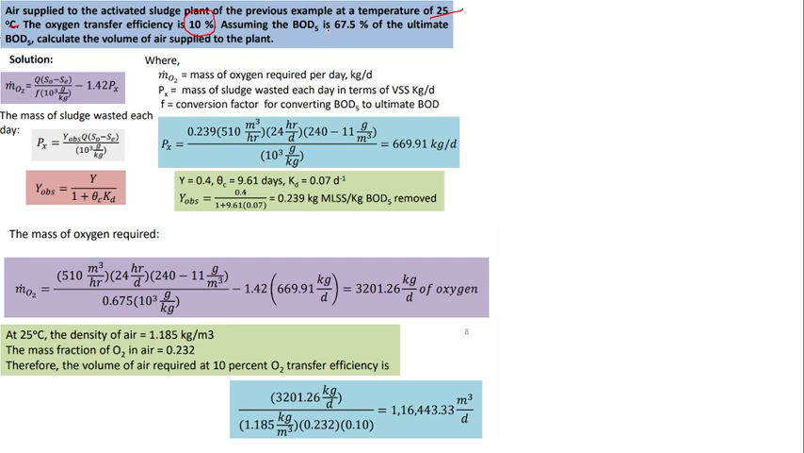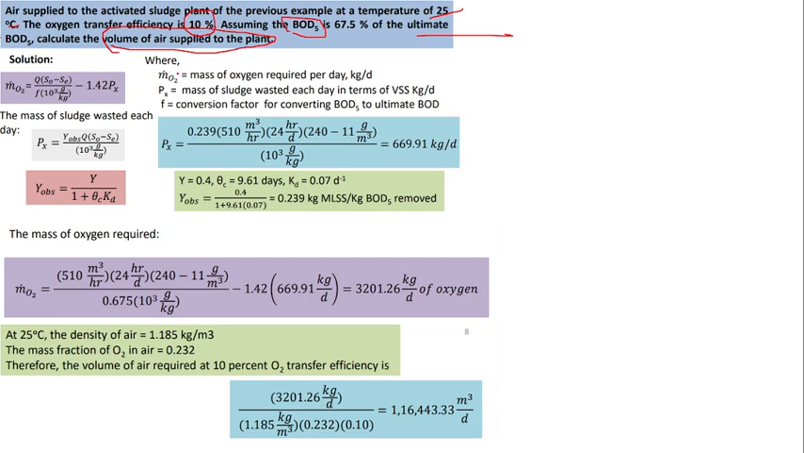Assuming the BOD 5 is 67.5% of the ultimate BOD. So the ultimate BOD refers to the maximum conversion of organic materials. So the BOD 5, the 5-day BOD, is 67.5% of the ultimate BOD. That is what is given in the question. Now we are supposed to calculate the volume of air supplied to the plant. So you have to find the volume of air. So the volume of air is obtained by determining the amount of air supplied. For that we need to find M O2 before finding the volume of air.